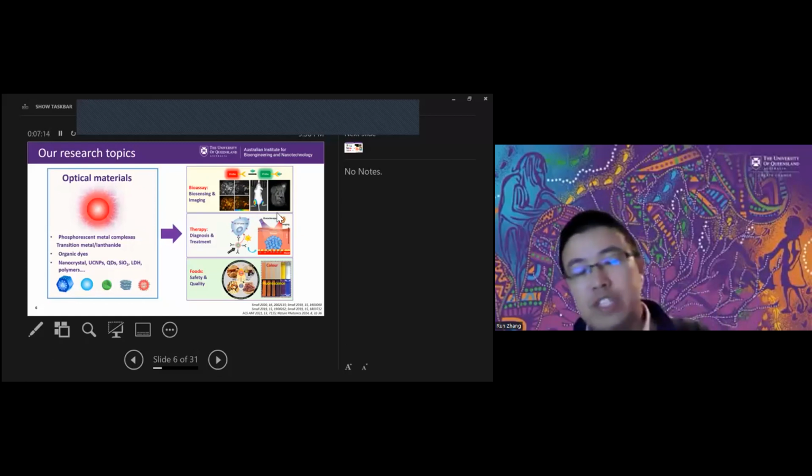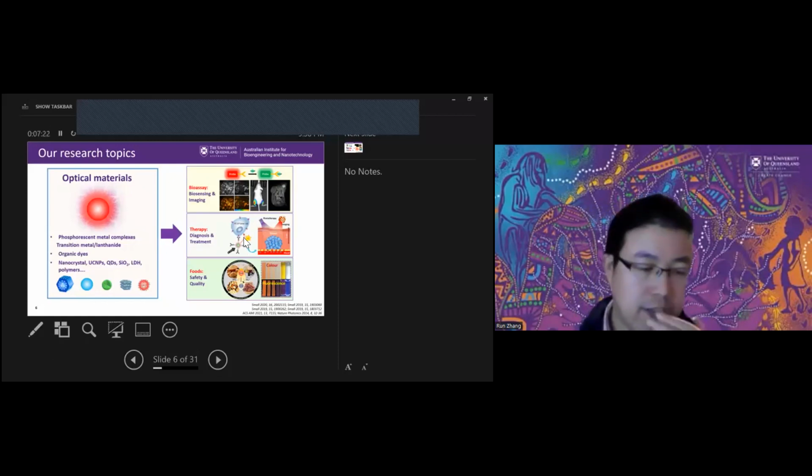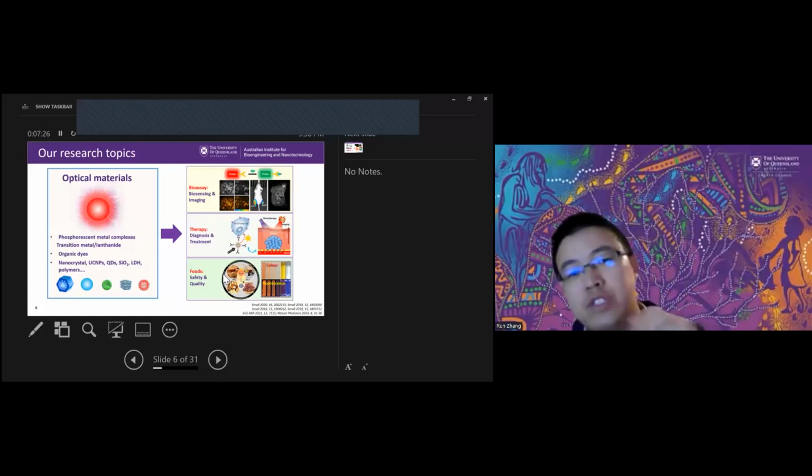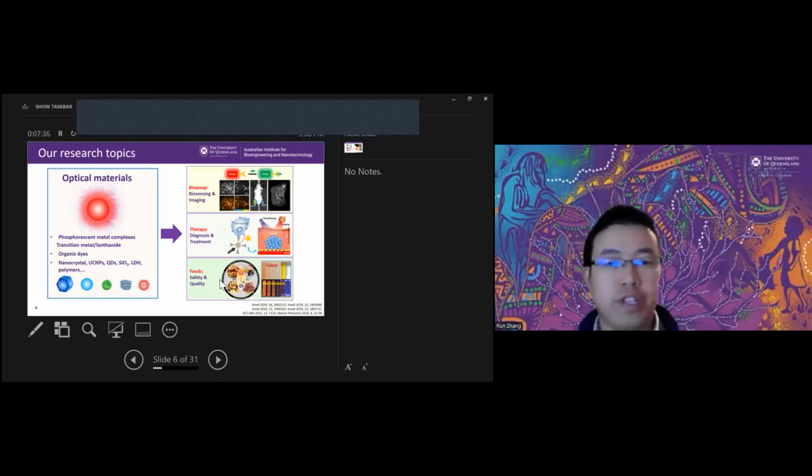And we also create some materials to regulate the concentration, the levels of the biomarkers inside the body for treatment, like inflammation treatment. And recently, we are also interested in using this kind of sensors for some other applications, like the detection of indicators in foods for food safety and quality detection.